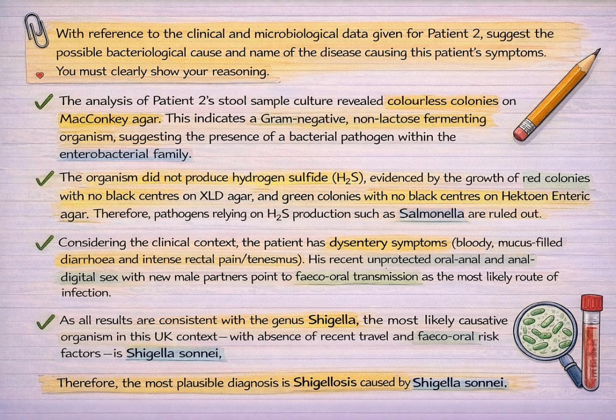Now, taking it one step further, this patient hasn't traveled recently and is in a UK setting. So the most likely species here is Shigella sonnei, which is the most common cause in developed countries. Final answer, so overall, the diagnosis is shigellosis caused by Shigella sonnei. And in exam questions like this, the key is to always link the symptoms, the transmission route, and the lab results. That's what gets you full marks.